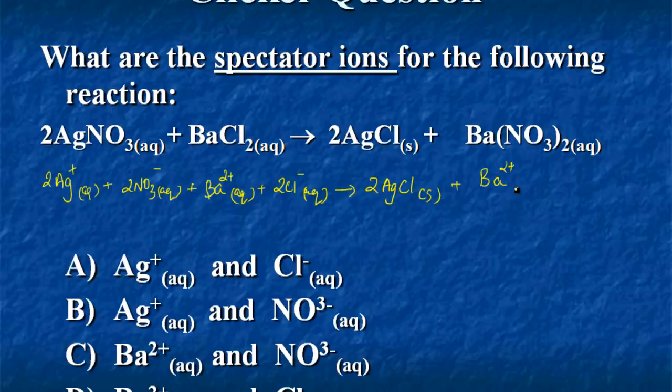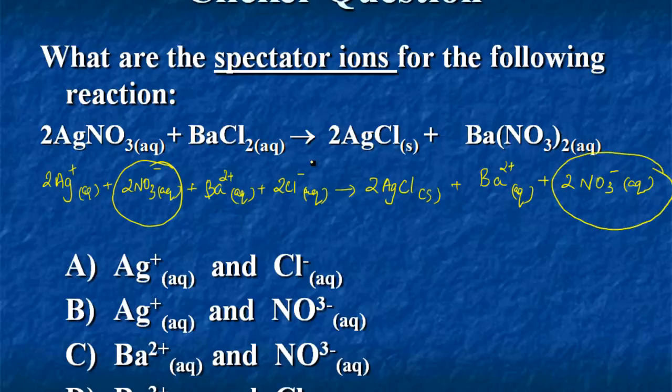Two plus aqueous and 2NO3 minus aqueous. What are the spectator ions? 2NO3 minus exist on both sides. What else? And Ba2 plus exist on both sides.